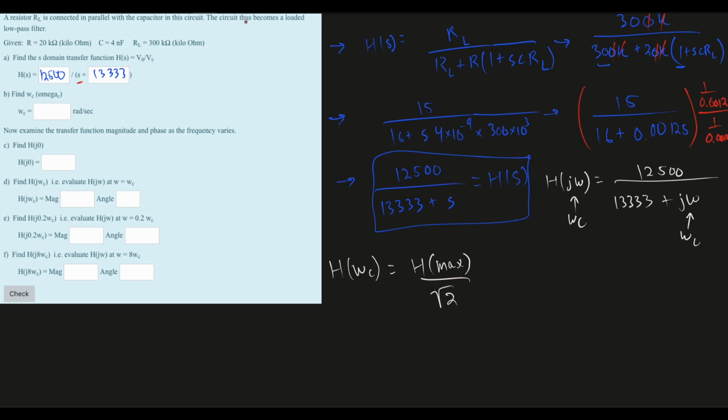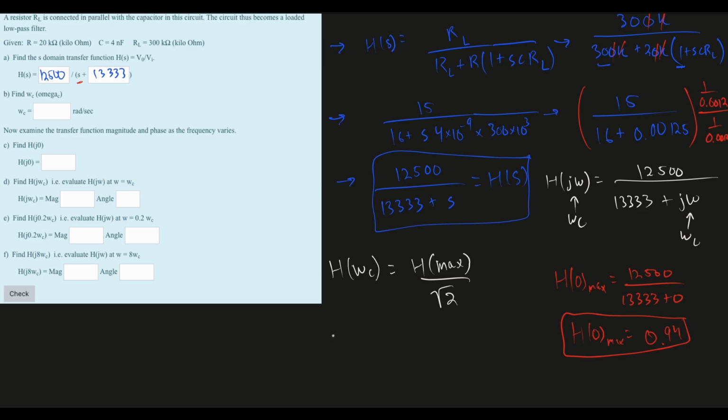And to find our H max, what we're going to do is plug in 0 for our omega. So we will have H of 0, and this is our max. And this is equal to 12,500 over 13,300 plus 0. And that means that our H of 0, which is also our max, is equal to 0.94. So that's our max.